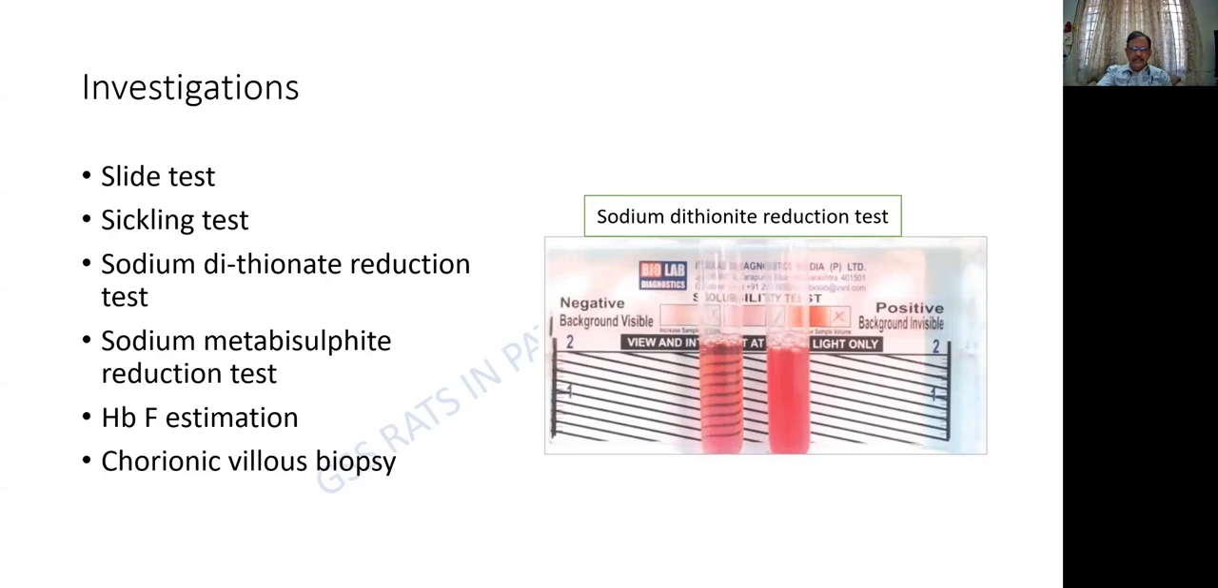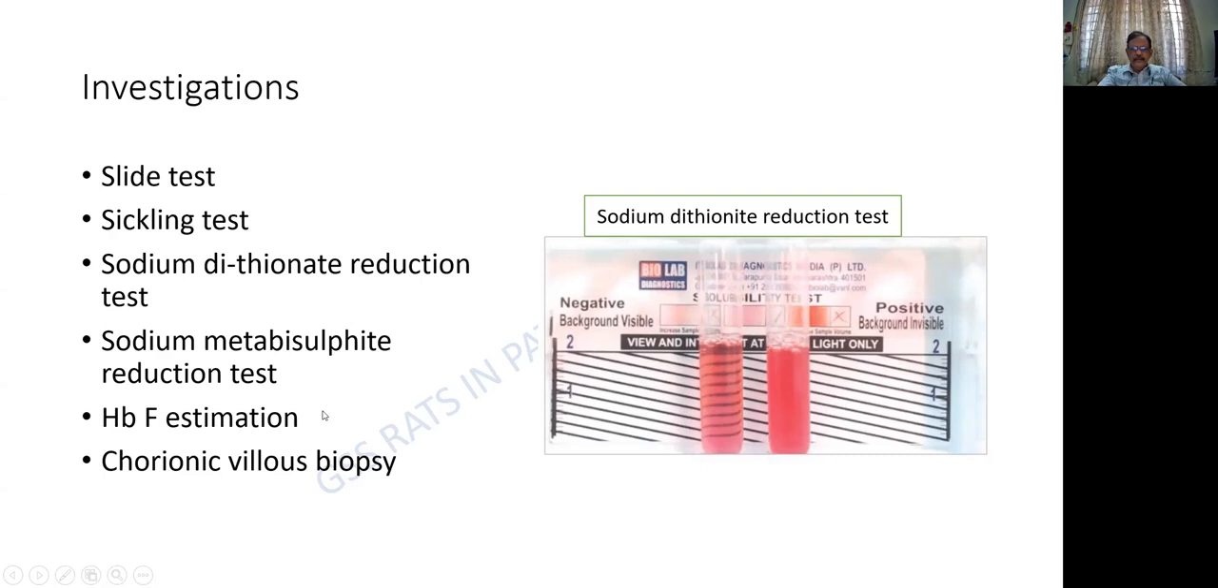And then there is another test called the sodium dithionate reduction test or a sodium metabisulfite reduction test. This is a control sample that we are seeing. There is no amount of precipitation and we can see what is behind. But in this case, there is a precipitation of the hemoglobin S. So can you see the lines behind? That is because the sample is transparent. But here, because of the precipitation, it is opaque and it cannot be seen. So this is called a reduction test. Sodium dithionate reduction test and sodium metabisulfite is another reduction test.